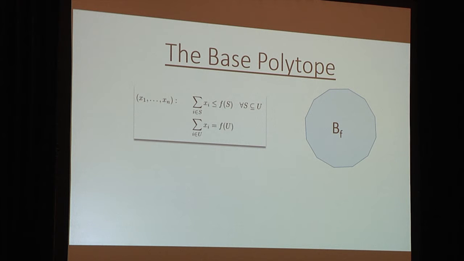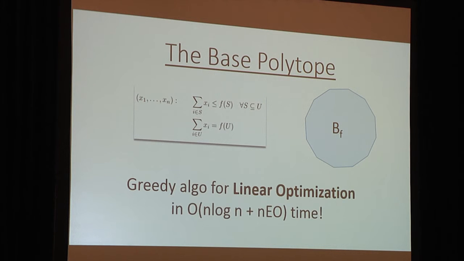the universe. What makes this fantastic is that even though it has exponentially many constraints, I can optimize a linear function in almost linear time. There's a greedy algorithm which can minimize or maximize a linear function in almost n log n time. And this is due to Edmonds. And this is, in some sense, the cornerstone of why submodular function minimization is polynomial time.